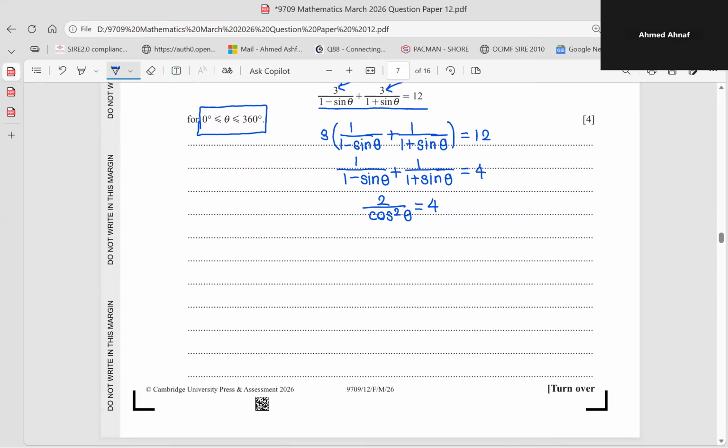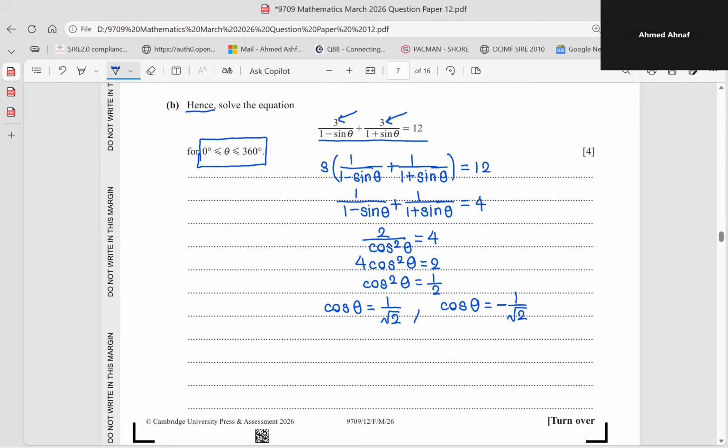Now we multiply both sides by cos square theta. So you'll get 4 cos square theta equals 2. We isolate cosine square theta, so cosine square theta is 2 divided by 4, which is a half. To make it just cosine theta, take the square root on both sides. You're going to get 2 answers. First, positive square root of 1 over 2, which is 1 over square root 2. And the second answer is the negative version of that, minus 1 over square root 2.